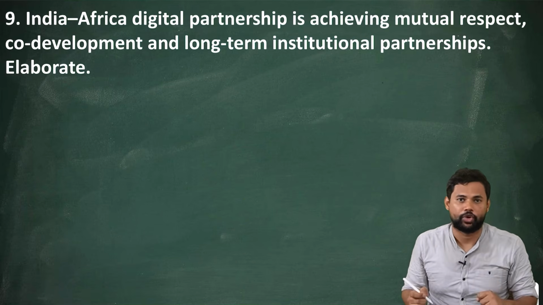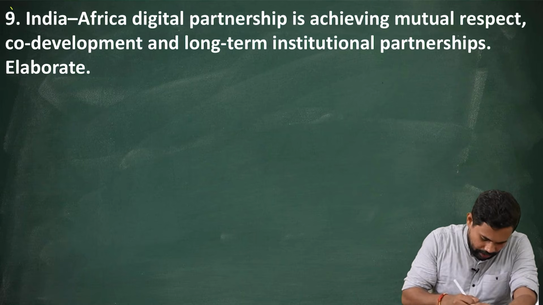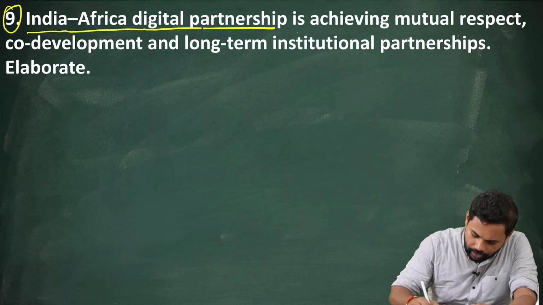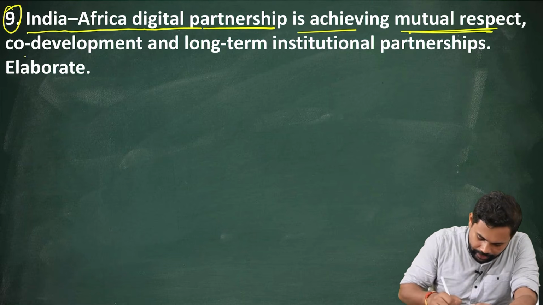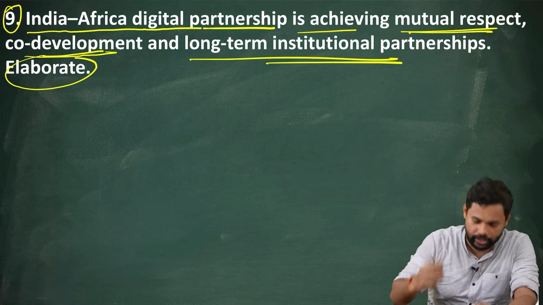Alright guys, now let us start off with the question. The first question you will be seeing is question number 9. Let me read out the question first. India-Africa Digital Partnership is achieving mutual respect, co-development and long-term institutional partnership. Elaborate. Okay, so let us create the schema.